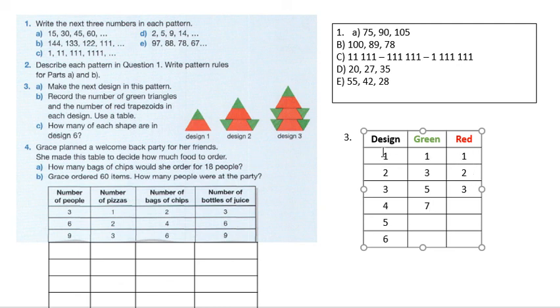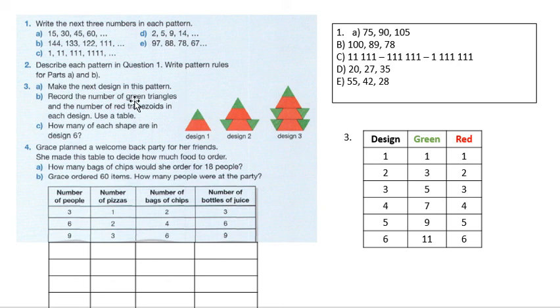So I have 1 in the first design, 2 in the second design, 3 in the third design, down the line. So this would be 4. So if I made design number 4, I would need 7 green and 4 red polygons. And we can continue for the green column for designs 5 and 6. I keep adding 2, so 9 and 11. And for my red, I'm always adding 1, so that's 5, and that's 6.